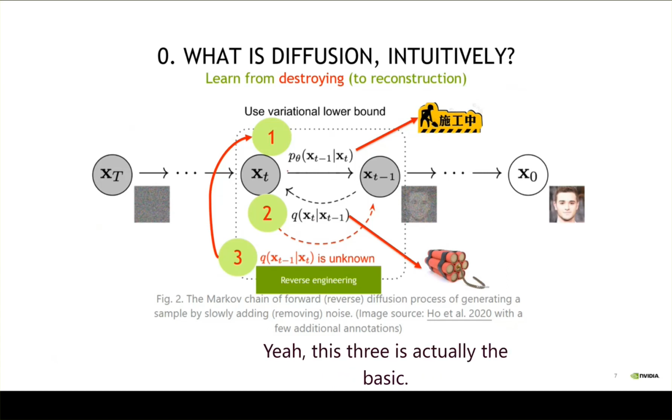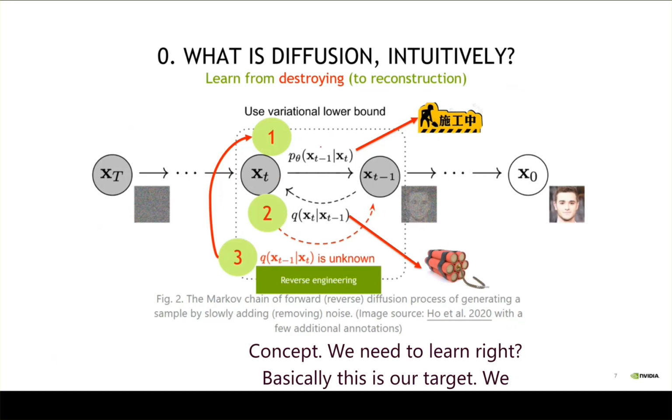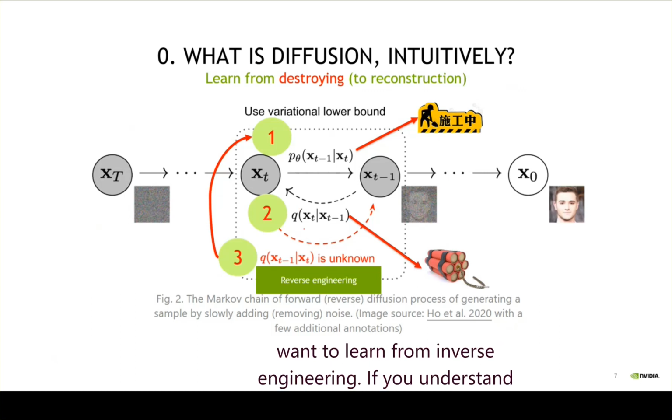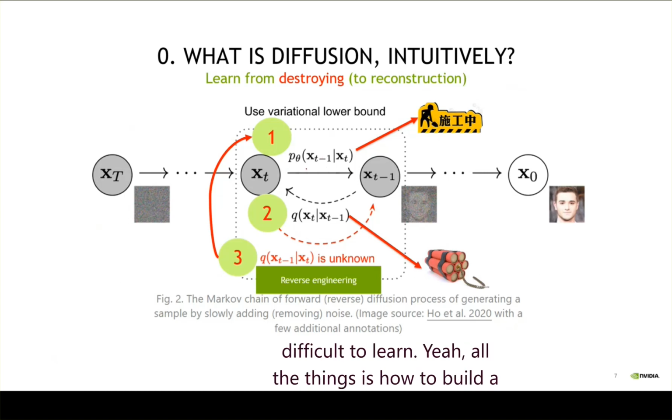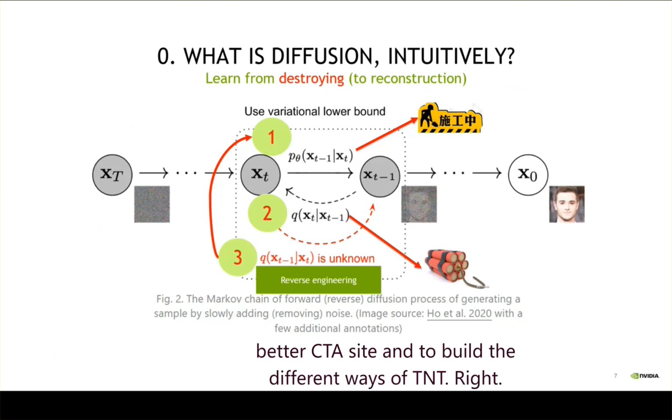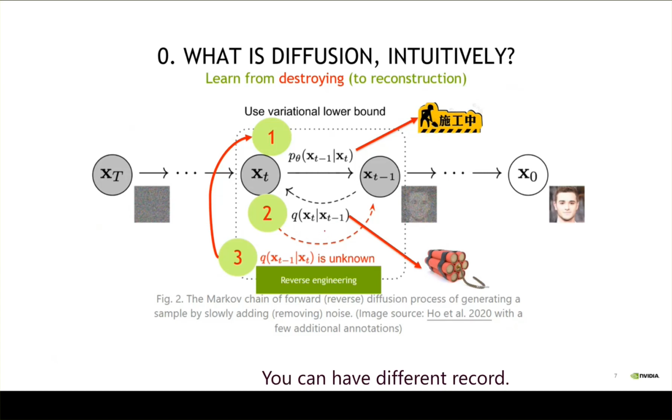These three are actually the basic concepts we need to learn. Basically, this is our target: we want to learn from inverse engineering. If you understand these three distributions, basically all the diffusion model papers, and there could be hundreds now, are not that difficult to learn. All that matters is how to build a better theta and how to build different ways of TNT. You can have different schedules of variance to do it.